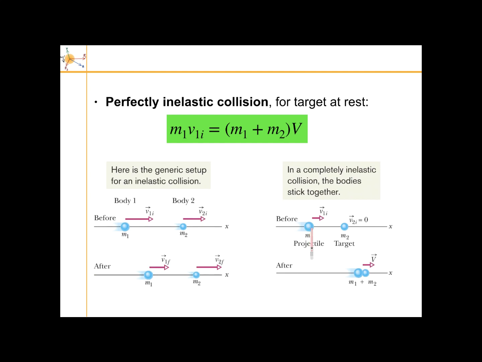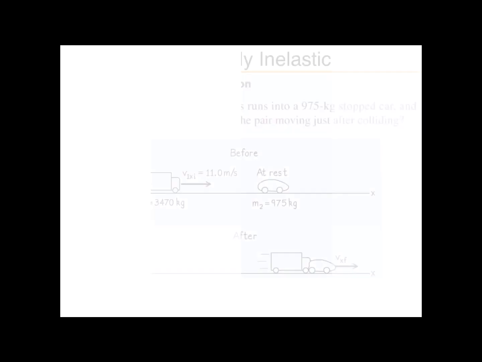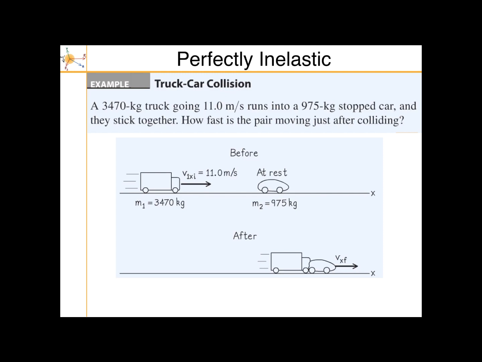So mass 1 comes in, mass 2 is initially at rest, and then they move together as one. We'll look at more general ones later, but this is the first example that we did. And here's an example. We have a 3,470 kilogram truck going at 11 meters per second, and it runs into a stopped car, but they stick together. Let's say the bumpers get caught together and they keep moving afterwards. So how fast are they moving just after the collision, ignoring friction and things like that with the ground?